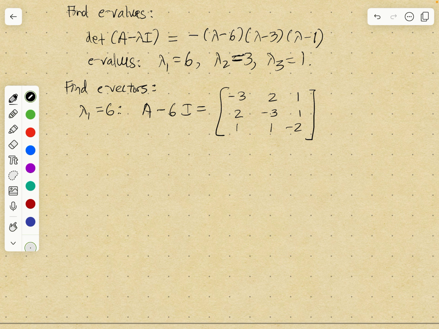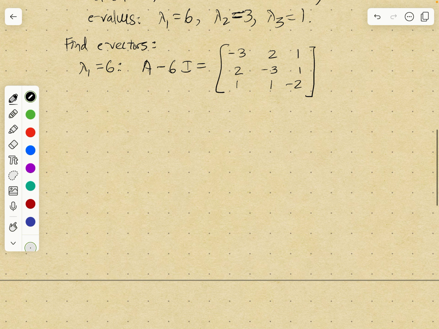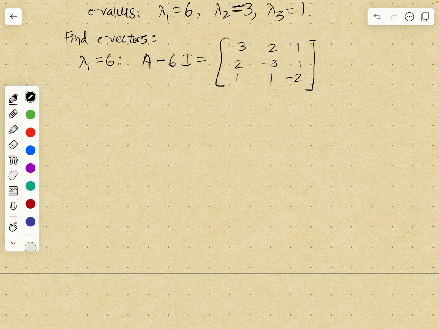Now we're trying to find the null space of this matrix, right? That's the eigenspace with the eigenvalue 6. And so we need to solve A minus 6I times x equals 0. And so, well, what's going to happen when you set up the augmented matrix is I'm going to do a row exchange. I'm going to exchange rows 3 and 1. So I'm going to get this.